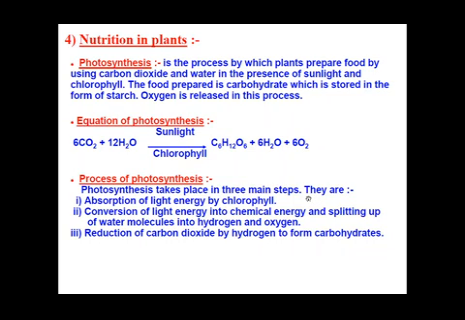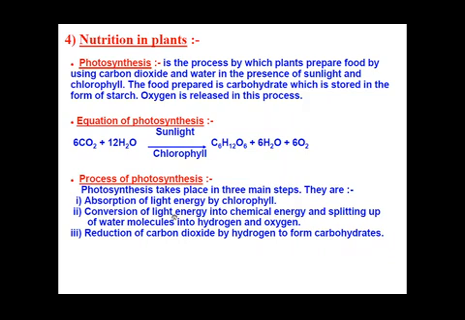So the whole process of photosynthesis includes 3 major steps. First of all, the chlorophyll will absorb light energy. The first process of photosynthesis is the absorption of light energy by the chlorophyll. Now this light energy is then converted into chemical energy. Chemical energy here is this glucose.